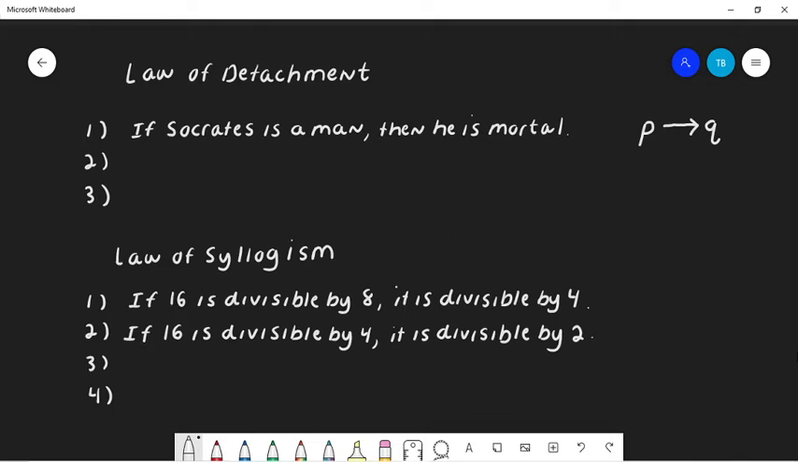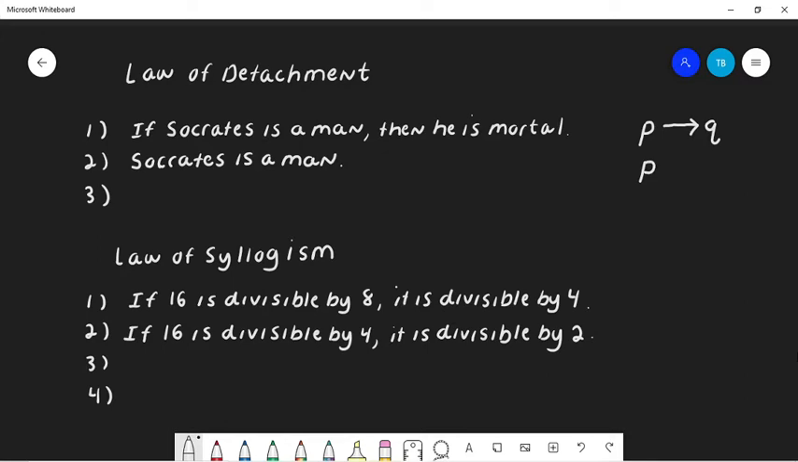So the hypothesis here is Socrates is a man. So that will just be our second statement here. Socrates is a man. And since we're just affirming the hypothesis, when we write that symbolically, we just write P for the second step.